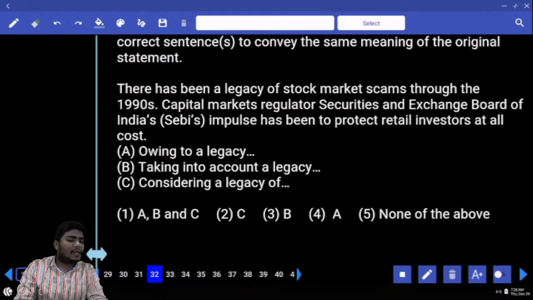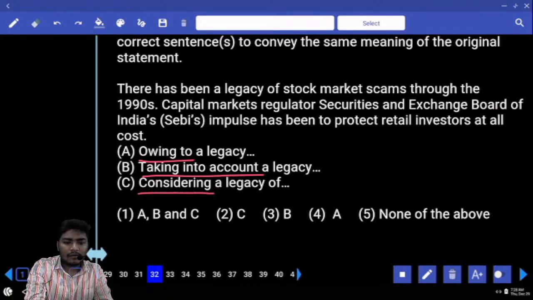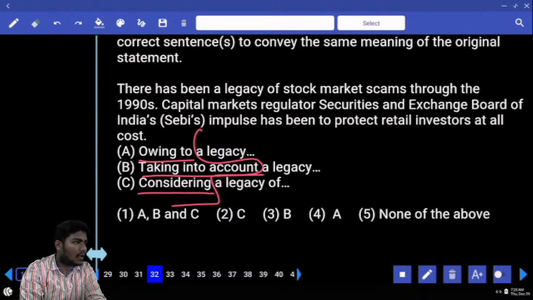Look at the options that are given. Very important cases. Keep this in your mind forever till you get the job. These three starters: owing to, taking into account, considering. Underline only these parts, or write them separately wherever you can find them, always. Owing to, taking into account, considering. Can you tell me why I told you to take it down?